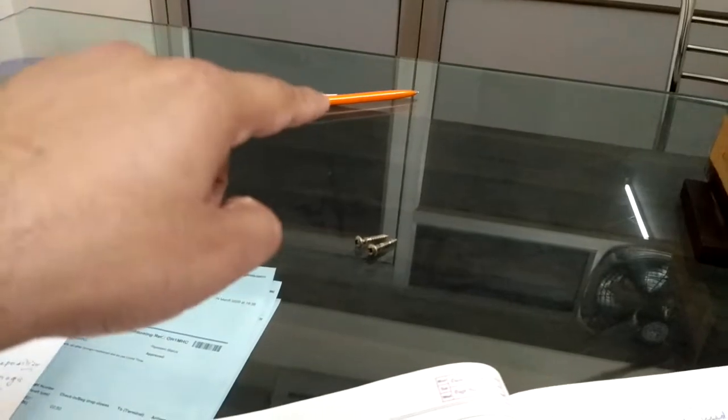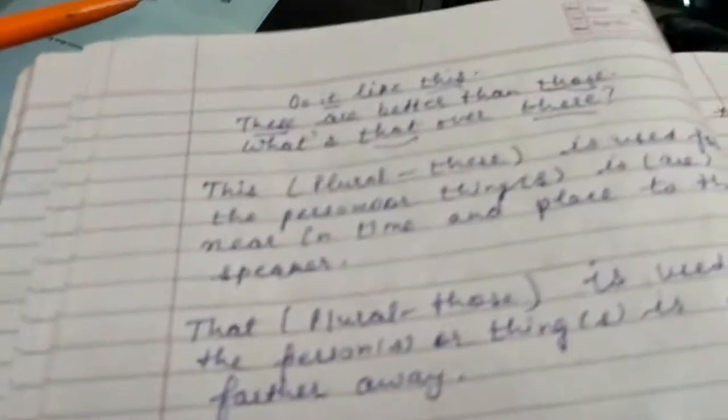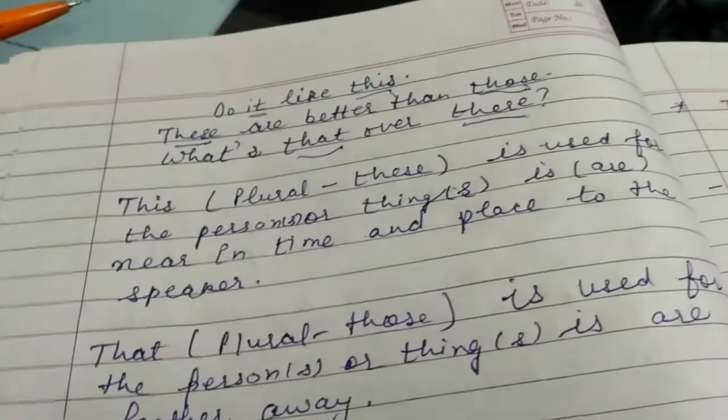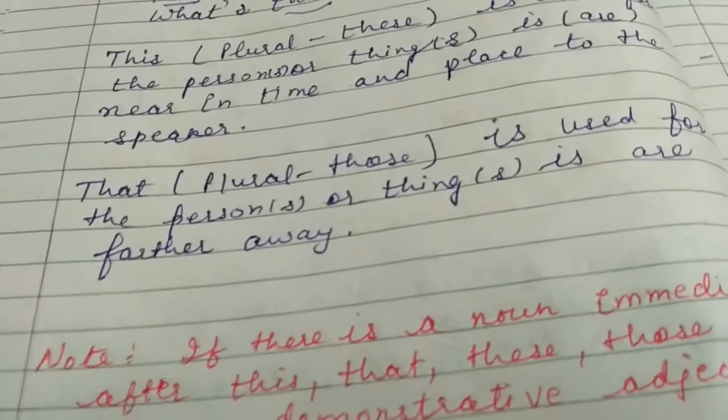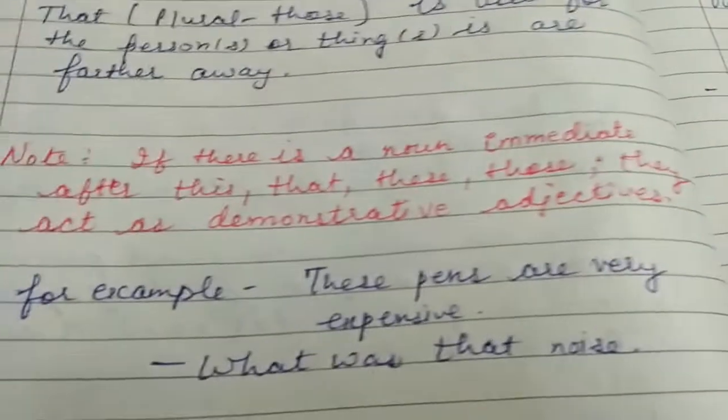Okay, so if there are more pens, I will say that those pens are mine. So it is not in my reach. The things which are near to you, for that you will use this or these. For farther away objects, you use that or those. So here is one note for you.